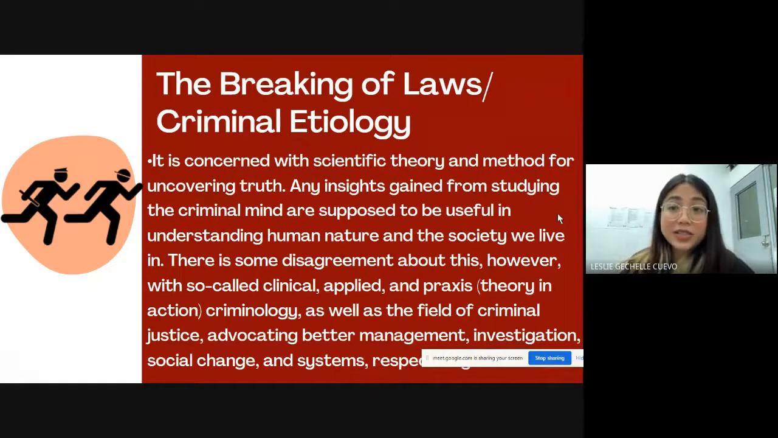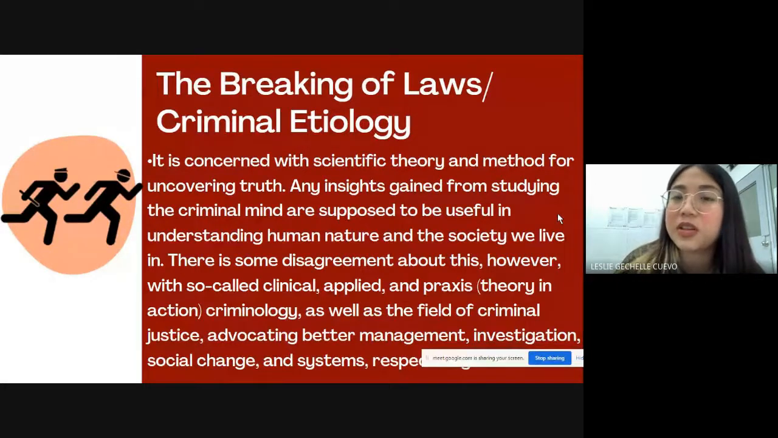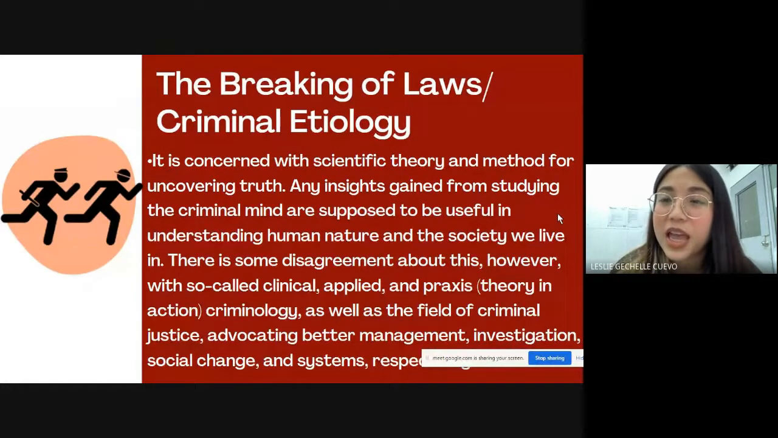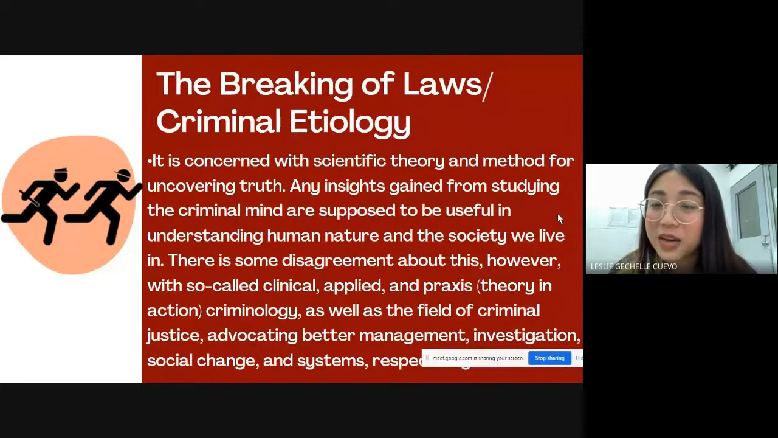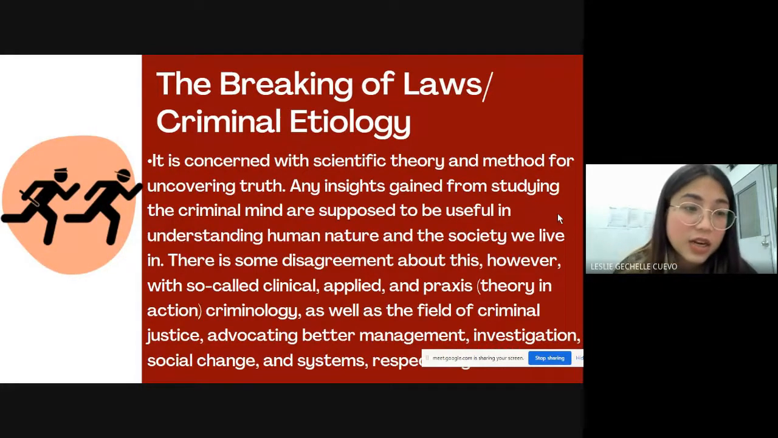It is concerned with scientific theory and method for uncovering truth. Any insights gained from studying the criminal mind are supposed to be useful in understanding human nature and the society we live in. There is some disagreement about this, however, with so-called clinical applied and praxis criminology, as well as the field of criminal justice, advocating better management, investigation, social change, and systems, respectively.